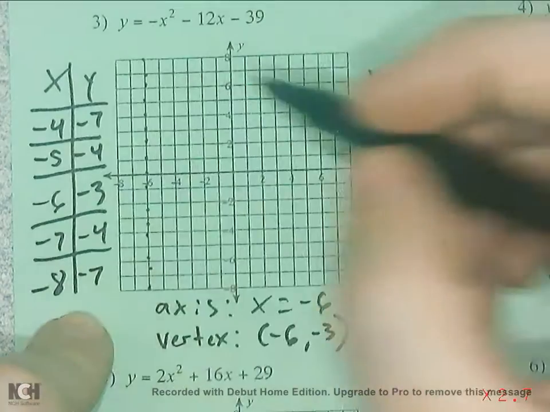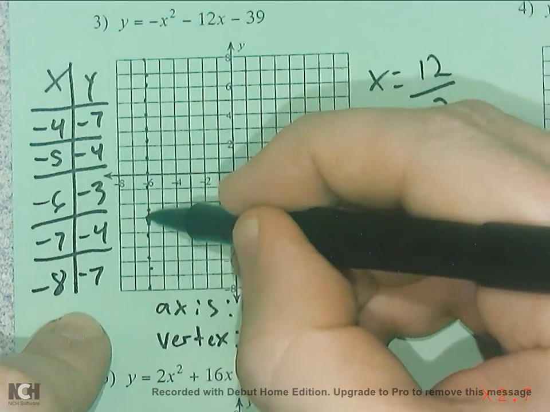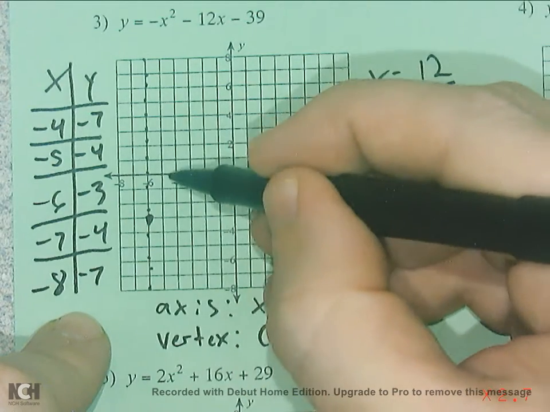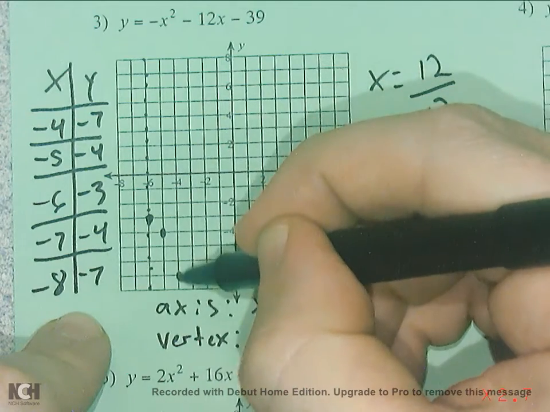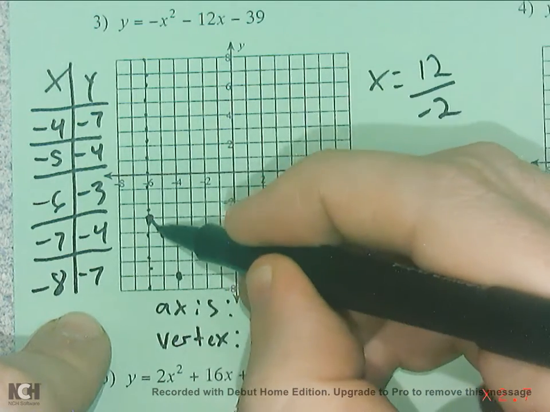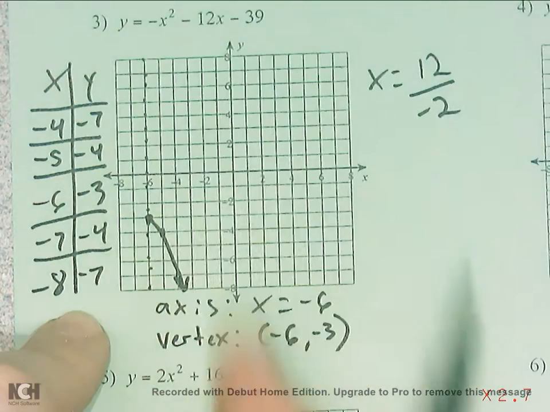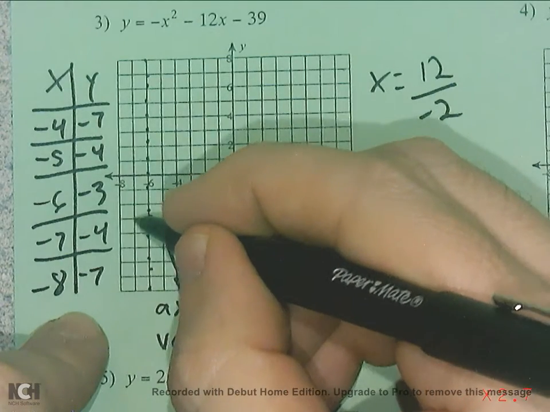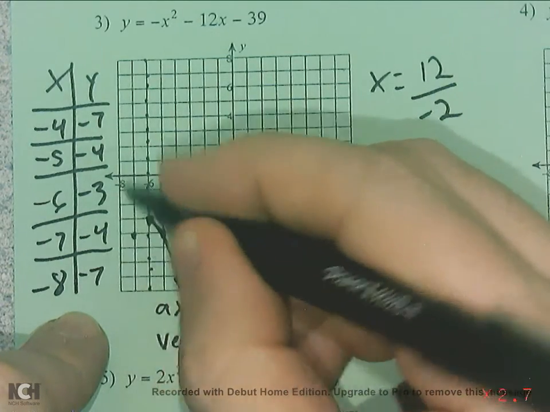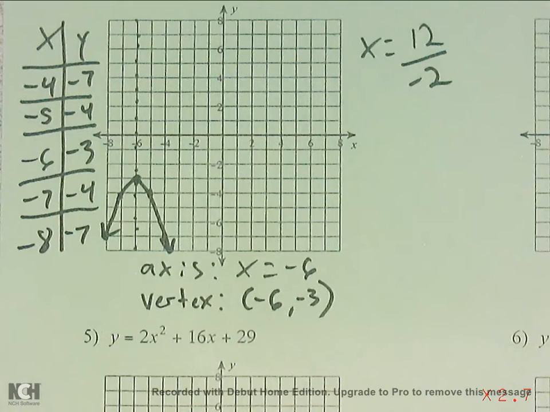And then when I graph those, negative 6, negative 3 is my vertex. Negative 5, negative 4, and negative 4, negative 7 is half my parabola right there. Okay, and these are kind of like vertical square roots if you think about it. And then the other side was negative 7, negative 4, and negative 8, negative 7. So, looks like that. And that's how you graph from the standard form.